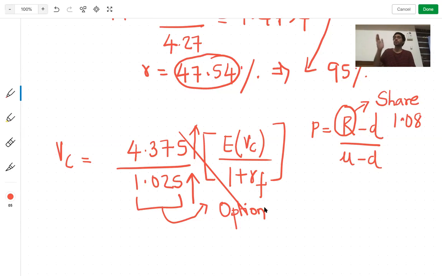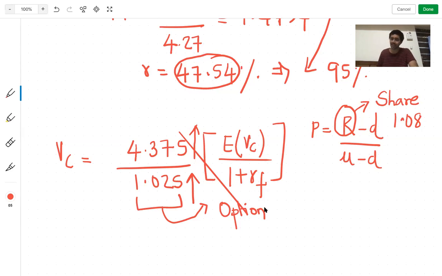When you're calculating the present value of a share price, the discount rate that you need to use is the CAPM discount rate. For a risk neutral investor, it does not matter whether you're calculating the present value of a share or the present value of an option, because both use the risk-free rate, right?